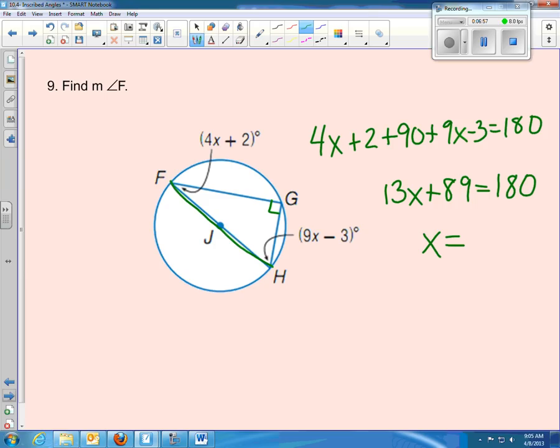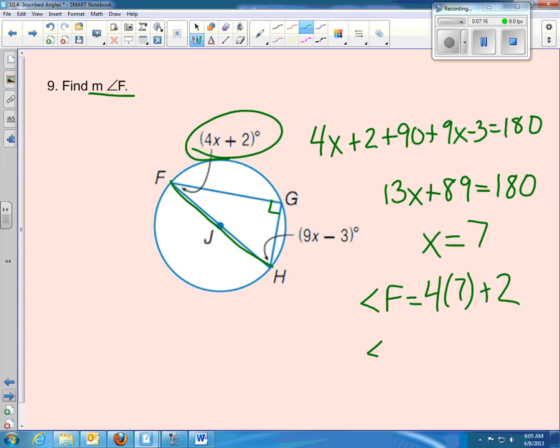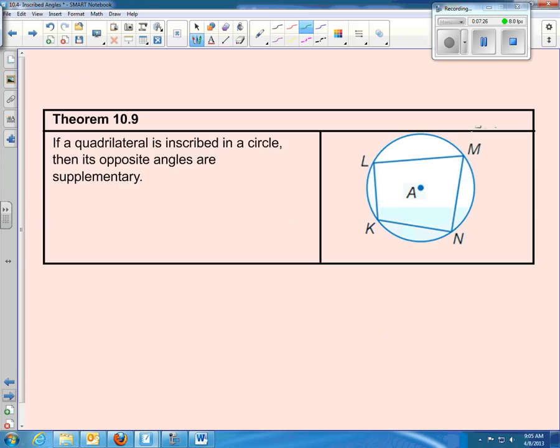What do you guys get x to equal? Good, x is 7. But remember, that's not answering the question. We want to know the measure of angle F. So angle F, it says right here, is 4 times x, which we found is 7, plus 2. So our angle F ends up being 4 times 7, 28, plus 2, so we get 30 degrees. Always make sure that you're answering the question, not just finding what x equals.